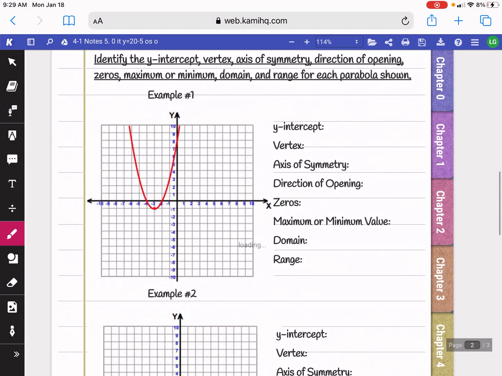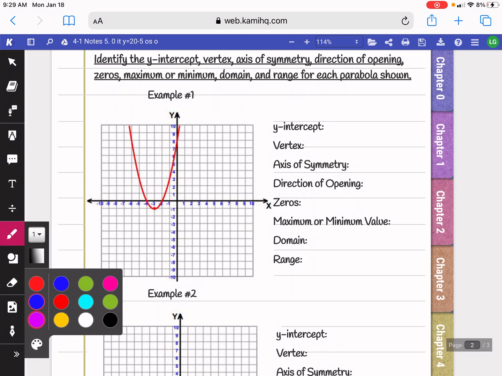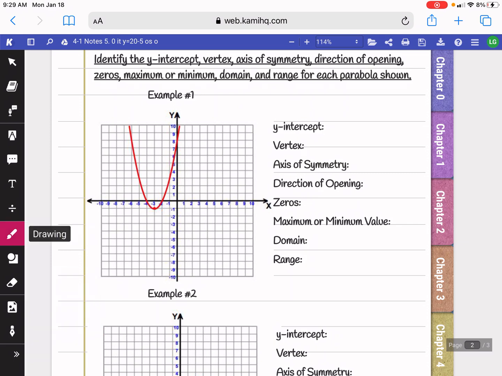Here we're going to practice identifying the features just by looking at a graph. So if we start with our y-intercept, we would look at where the graph intersects the y-axis. Here that's happening at about 8. So that would be our y-intercept. Your vertex is always a point. It's the midpoint of the graph. So it would be down here. So this would be our vertex. And right now it's at -3, -1. Always write your vertex as a point.